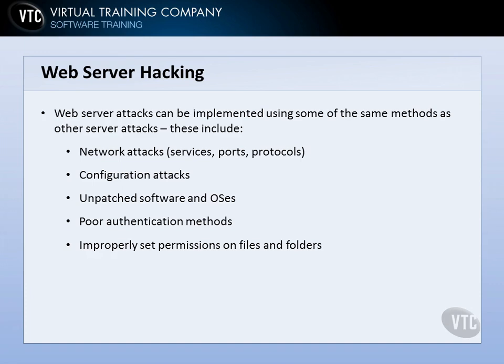We also look at things, vulnerabilities that might be on the box, like unpatched software or unpatched operating systems. Poor authentication methods such as simple password authentication and maybe password policies that don't involve complex passwords or lengthy passwords might be something we would target. And again, improperly set permissions on files and folders and other types of shares that are on the box might be something that a hacker would target.